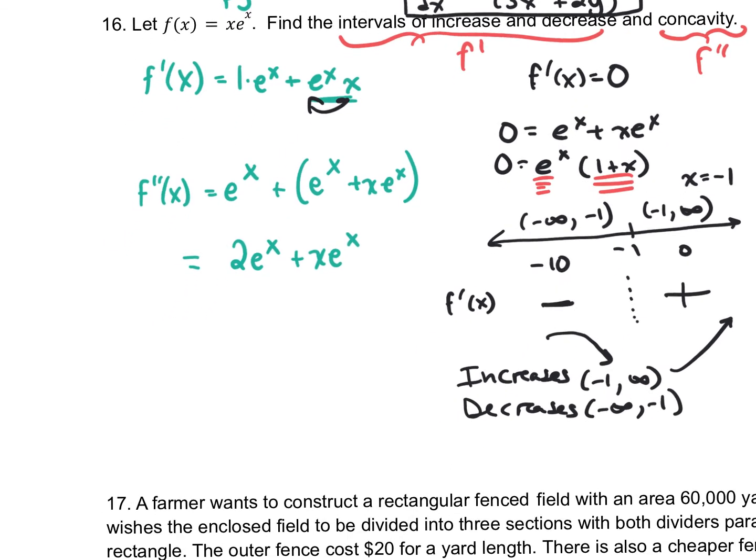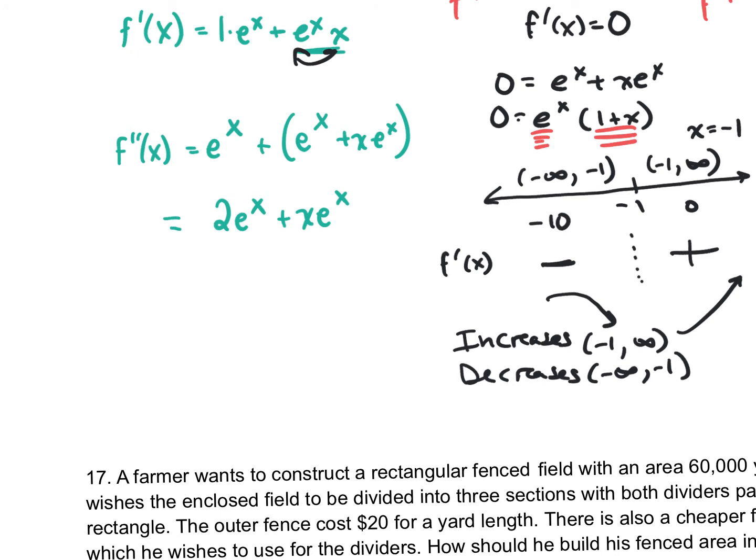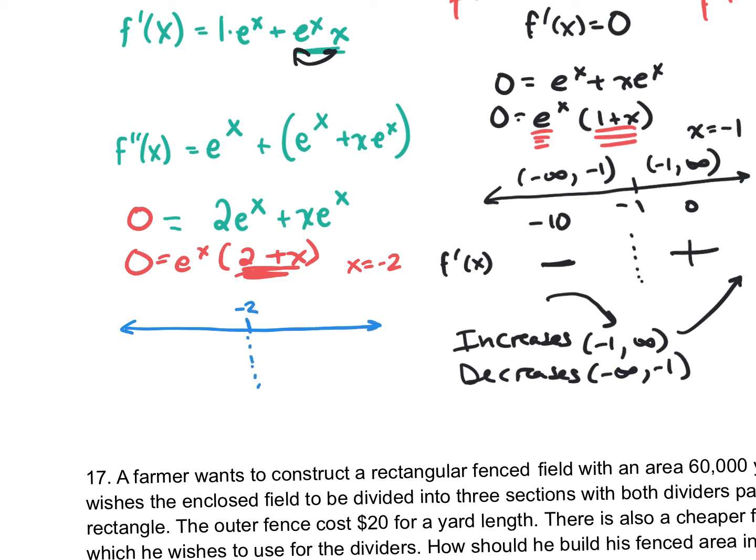Now, concavity, we can do the same thing. We just have to use the second derivative. When I'm setting this equal to 0, I can also factor out e to the x. E to the x still never equals 0, so I'm just looking at this factor, which has a zero of -2. And I'll do the same thing. I'll put my -2 here.